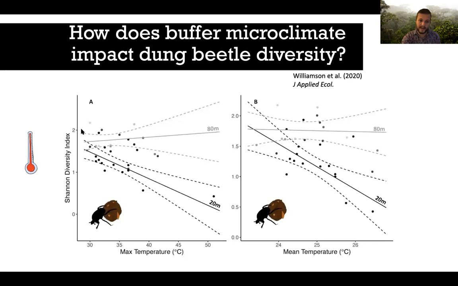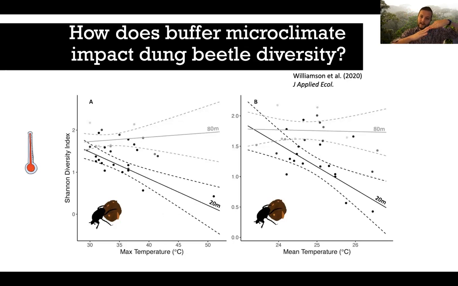Now, if you focus on the left diagram for the moment, this black line here is the response slope of dung beetle diversity to temperature at a set buffer width of 20 meters. So this is quite a narrow width. And what we've got is this negative relationship whereby dung beetle diversity is crashing with increased temperature.